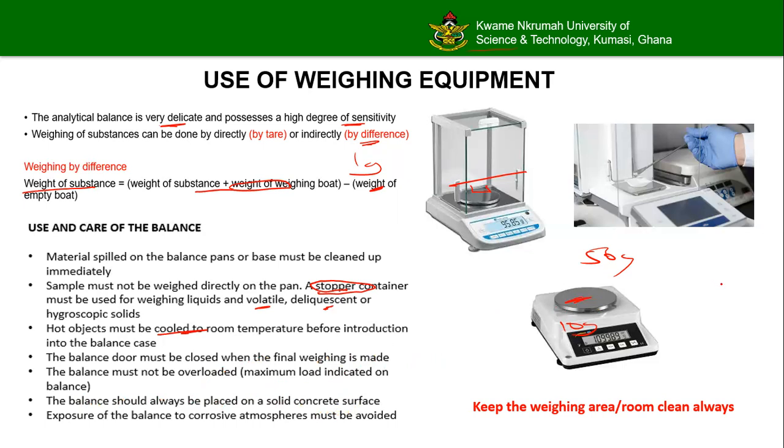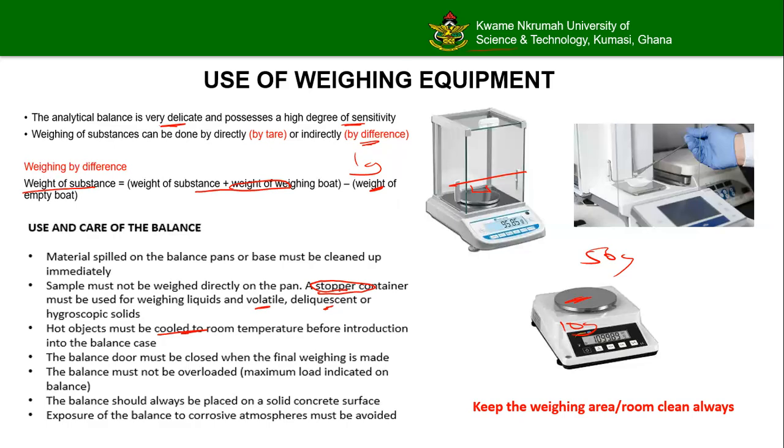The balance has a metallic surface and all. If you expose it to corrosive surfaces, it will corrode, right? That is what we are saying. The last note here is to keep the weighing area or room clean. Now, we can be asked to give maybe 3 ways of caring for our balance. So these are the answers to those questions.